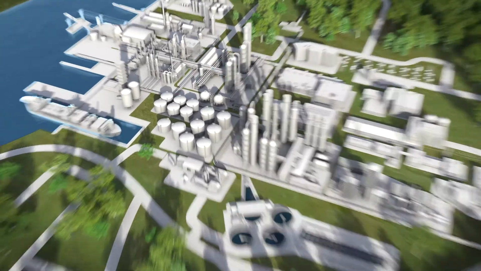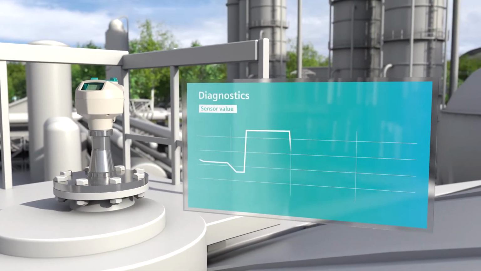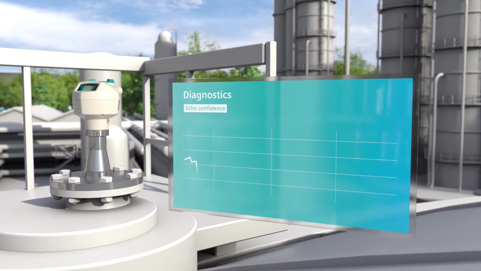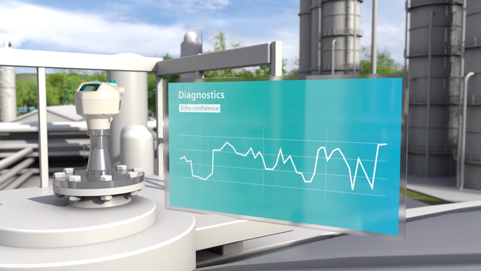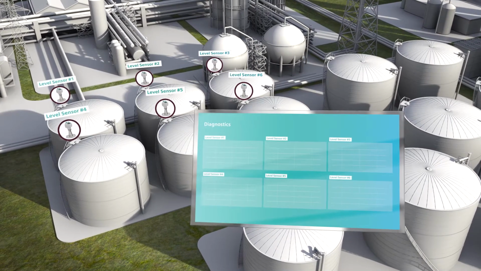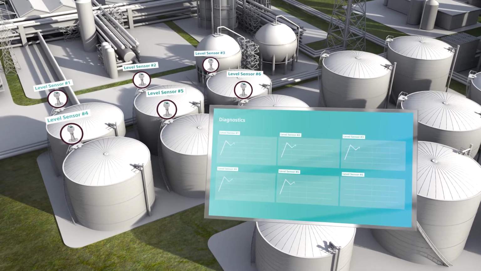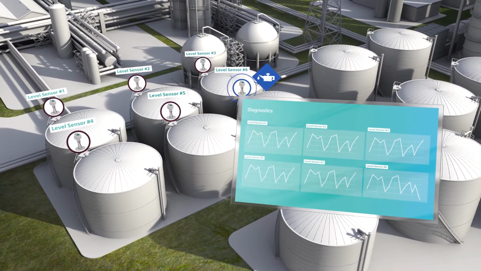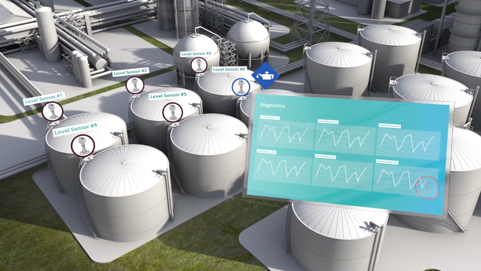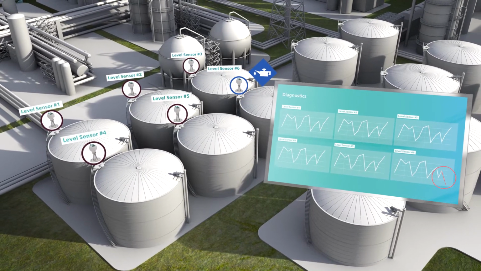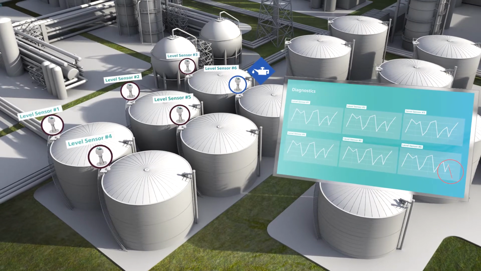With SAM IQ, I can check the device's measurement and diagnostic data in detail. I can also compare values between devices with customized views, like the signal strength of each of my sensors here. The app's graphs show an anomaly from level sensor number 6. My maintenance staff will need to examine this device in more detail.